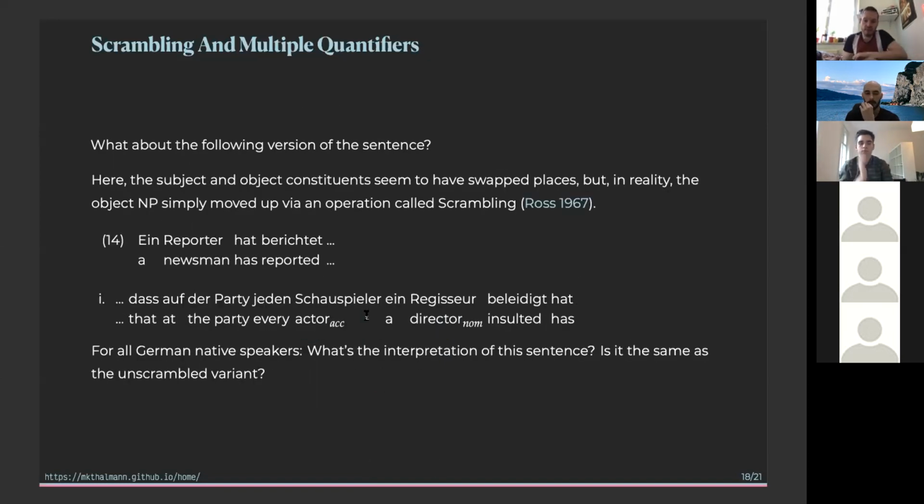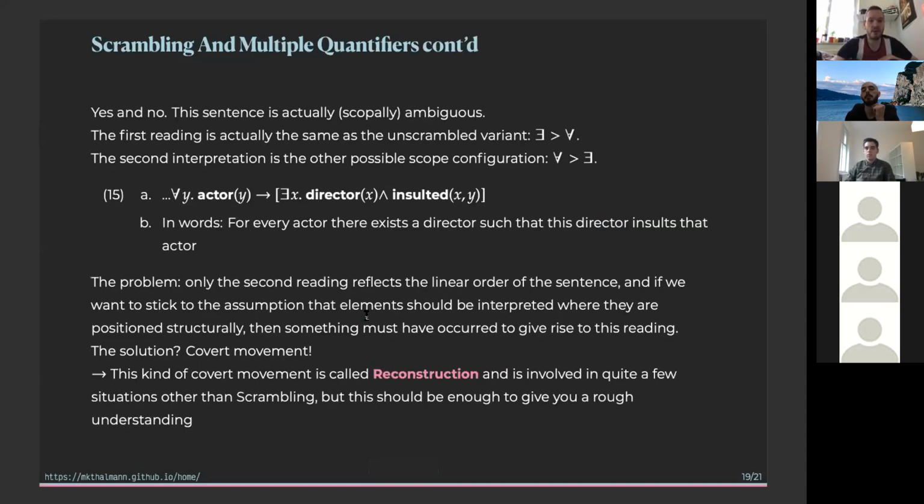It again has two readings. It has the reading that we had before: es gibt einen Regisseur, there is one director such that he insulted every actor. And then the other one, in 15b: for every actor there exists a director such that this director insults that actor. So we have multiple directors in this reading, at least potentially. This is also perfectly in line with the linear order, so the universal outscopes the existential quantifier. What we want to know is why the reading with the existential over the universal is available.